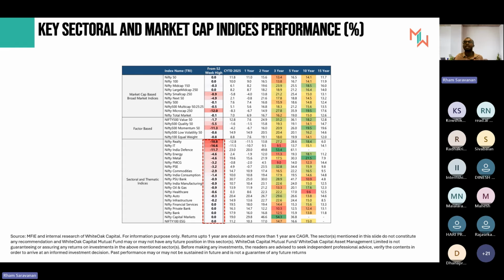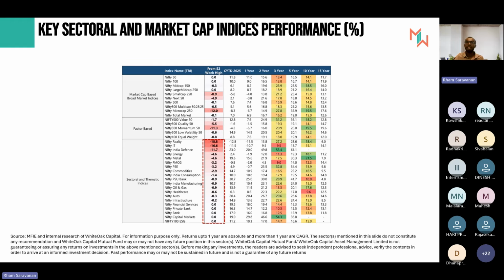Let's start with the market cap based indices. Over the long term, say 5, 10, 15 years, large cap, mid cap, and small caps all delivered respectable returns, but not in the same period. There are phases where mid caps and small caps outperform sharply, and there are phases where they correct much more than the large caps. For example, notice how small cap and micro cap indices have deeper drawdowns from recent highs, while the large caps have been relatively more stable.